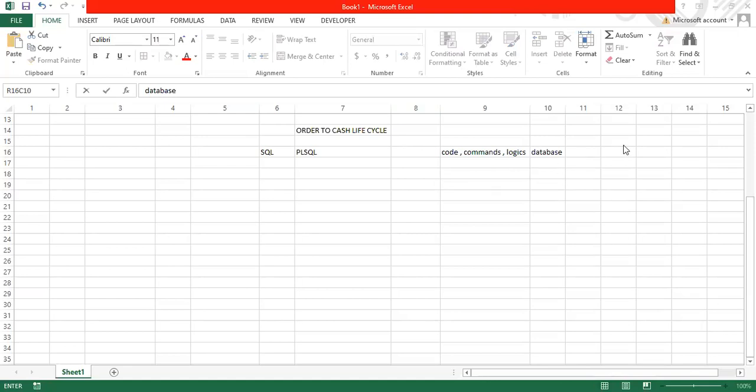SQL is a language. Go ahead. SQL is a language. That's a good guess, but SQL is a language, a technology, I can say. But I will be needing a tool, right? For writing any of the logic, any of the commands, I will be needing a tool. So what is a tool? Does anyone have any idea which tool we will be using for developing our code, or for writing our commands?